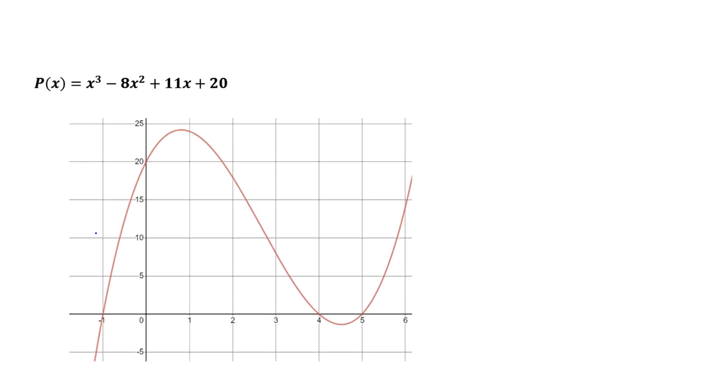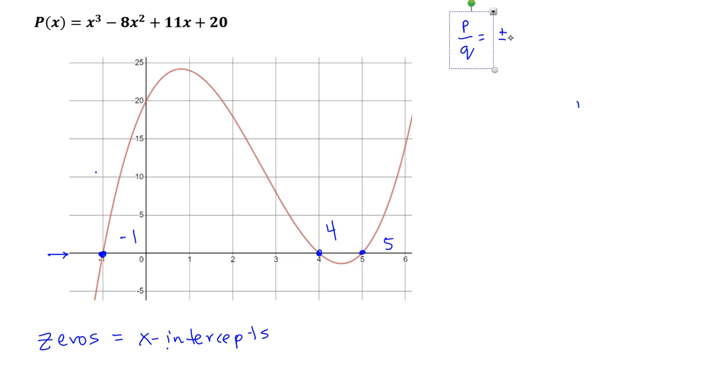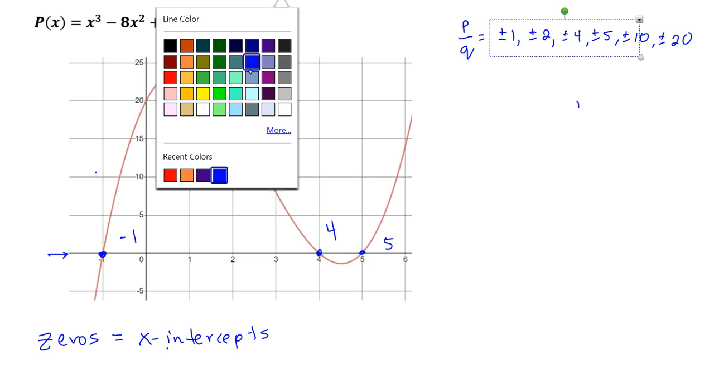Okay, here is a graph of that function we just did all the P's and Q's for. And then remember I said that x-intercepts are zeros. Zeros are the same thing as x-intercepts. And it looks like we have one right here at -1, one right here at 4, and one right here at 5. So on the previous page, we listed our P's and Q's, plus or minus 1, 2, 4, 5, 10, and 20. Is -1 in that set? Yes, it is.